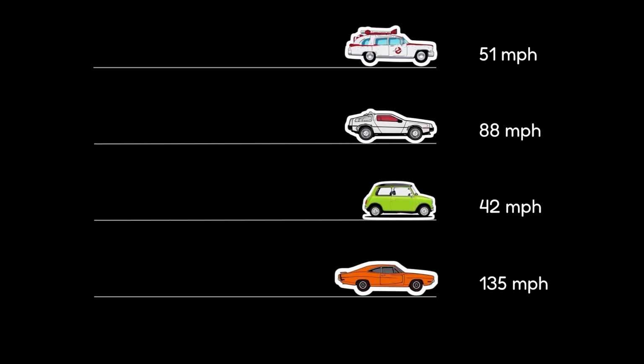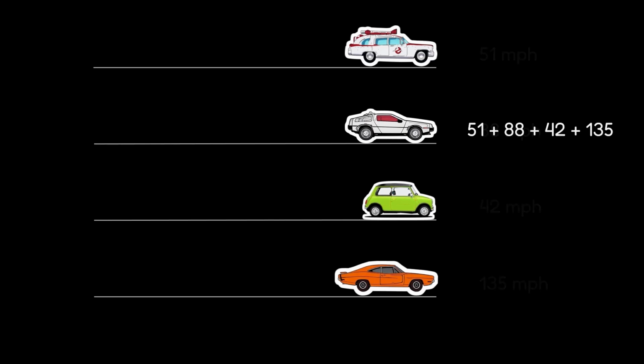Four cars travel along the same road, one at 51 miles per hour, another at 88, the third at 42, and the last at 135. If I asked you to choose a value that represents the average of these speeds, which one would you pick? You might add them up and divide the sum by 4, getting 79 miles per hour.